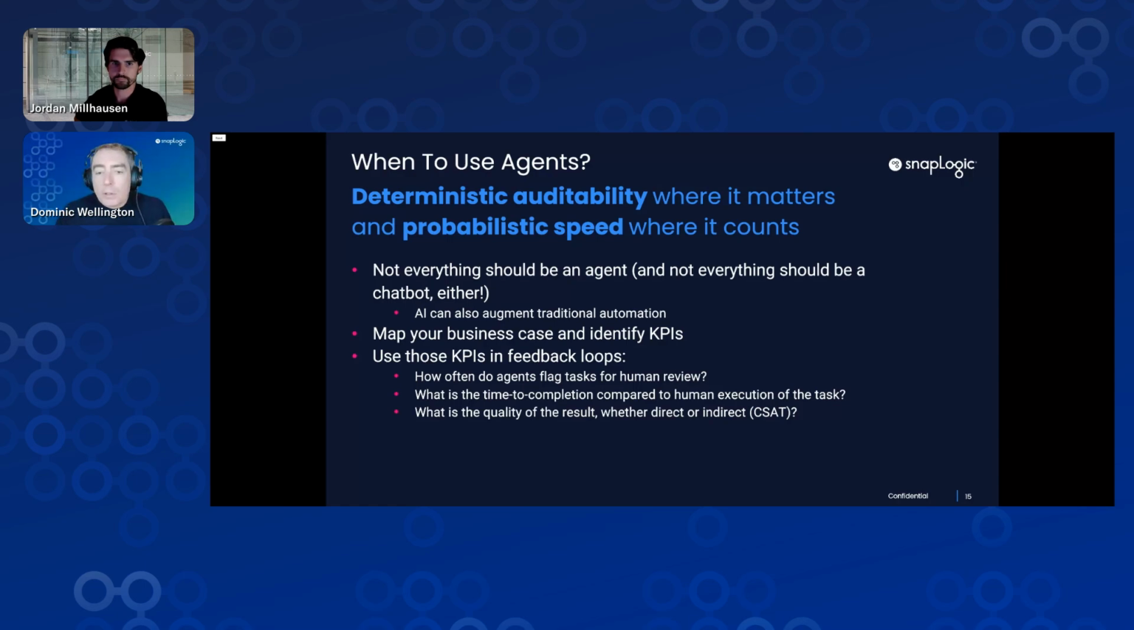So you might ask, when would I use agents since they have these different capabilities? They can call each other. It's a little bit unpredictable how they work. So the rule of thumb that we have is deterministic auditability where it matters, probabilistic speed where it counts. The benefit of agents is they can give you that speed, but it's not deterministic, it's probabilistic. And it's not always easy to audit it. So if it really matters, then maybe it shouldn't be an agent.